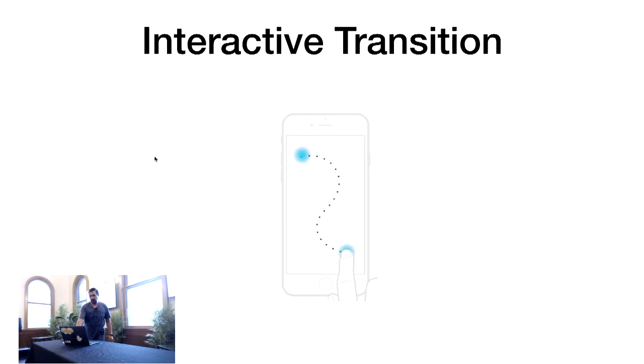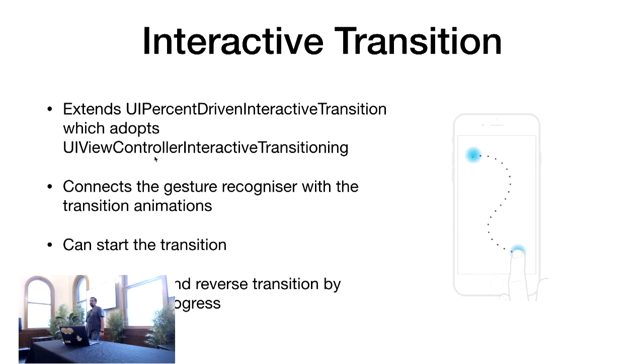And this is the last bit of the whole puzzle. This is when we want to have this interactive transition. So what my staff is doing is extending the UIPercentDrivenInteractiveTransition, which allows you to report a percentage of progress of the whole transition, which at the same time adopts the ViewController interactive transitioning.